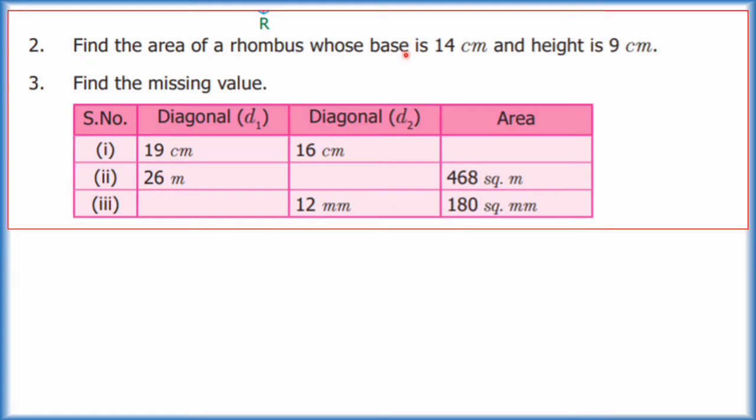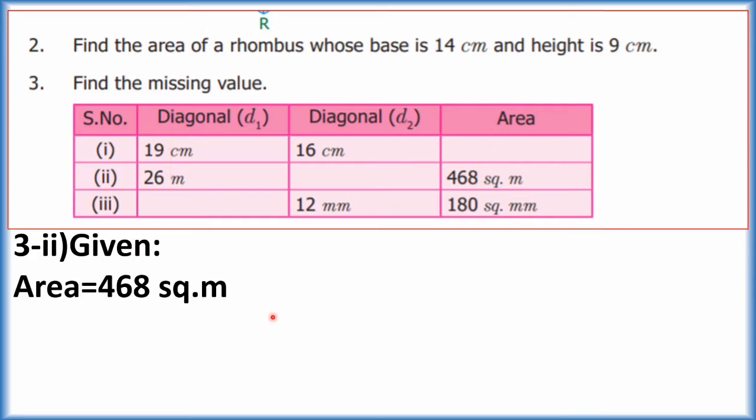Second sum, do it yourself. In the third also, first and third sum, please practice. See the second one. What is given? Area and one diagonal are given. Area equal to 468 square meter and diagonal 26 meter.